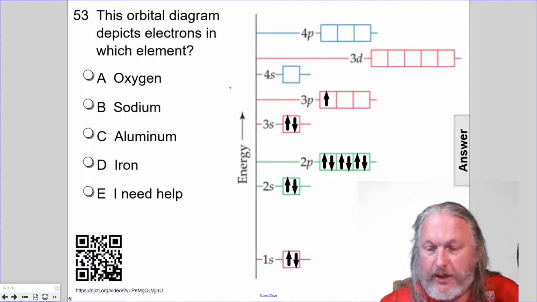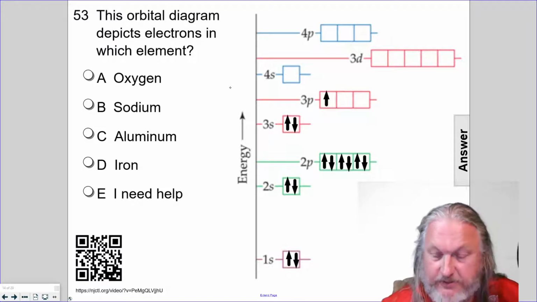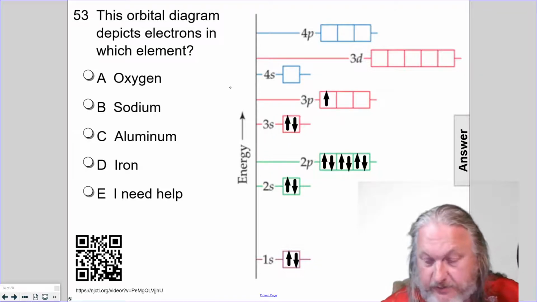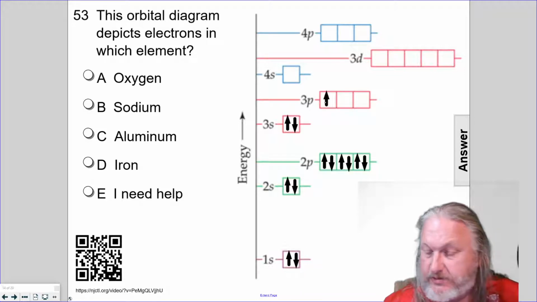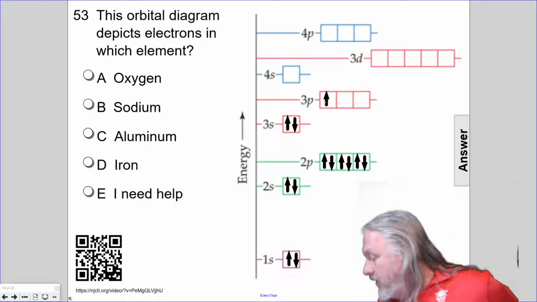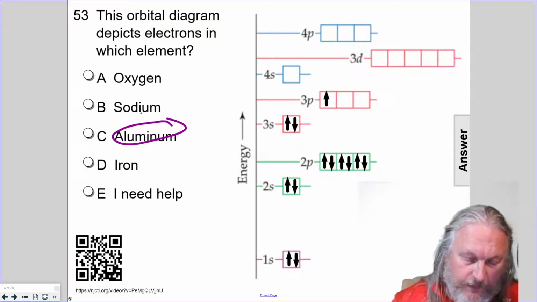So the orbital diagram depicts electrons in which element? Now all we've got to do is count. 1, 2, 3, 4, 5, 6, 7, 8, 9, 10, 11, 12, 13. Look at my periodic table. 13, of course, is aluminum. Not hard.